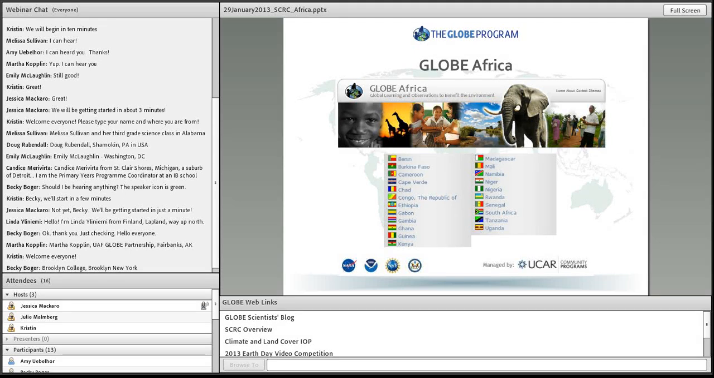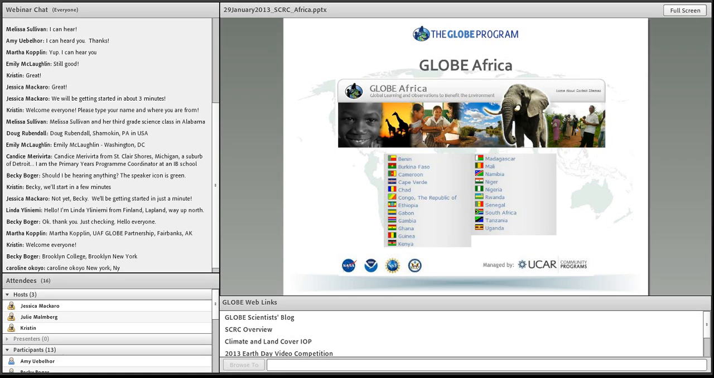So GLOBE Africa is composed of 22 countries, and the first country to join was Senegal in March of 1995, followed not long after that by the countries of Benin and Chad. And so we've had countries joining for many years. The last 2 to join were in 2005. So we've had some great countries that have joined and have provided a lot of fantastic data.